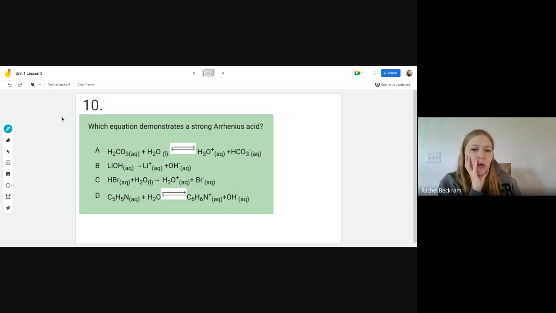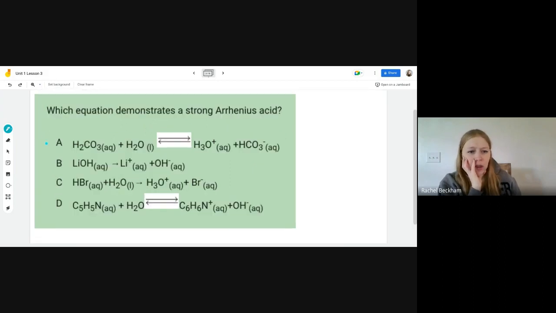It says, which equation demonstrates a strong Arrhenius acid? Well, I see two that are an Arrhenius acid because anytime I see H3O+, I know, oh, that means that H+ was given to it. Like here it was water and now it's H3O+. And so this could be our answer because it is an Arrhenius acid, because Arrhenius acids increase H+.